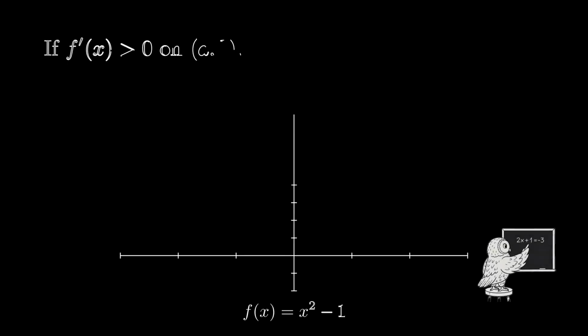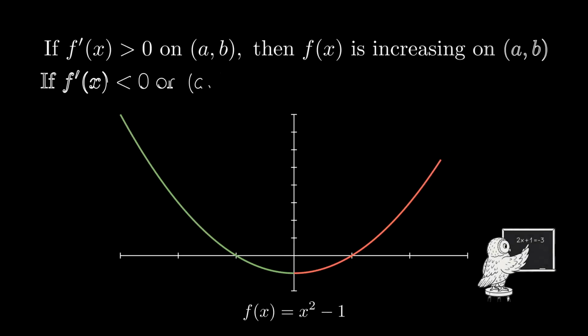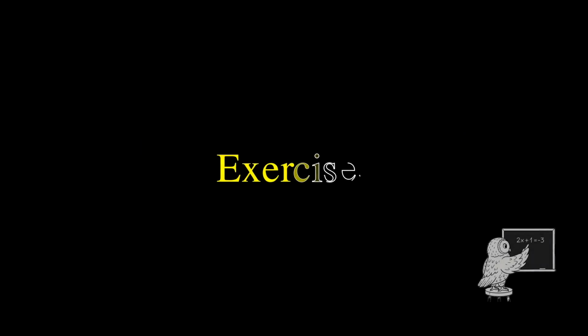From this example, we can deduce the general rule, which is that if f prime of x is positive on an interval ab, then f of x is increasing in that interval, and if f prime of x is less than or equal to 0 in ab, then f of x is decreasing in that interval. And now let's move on to some exercises.